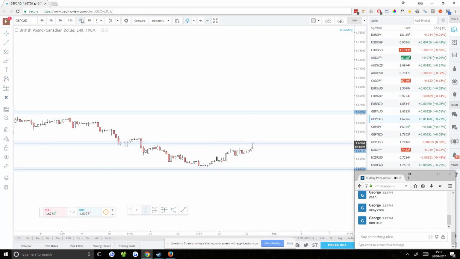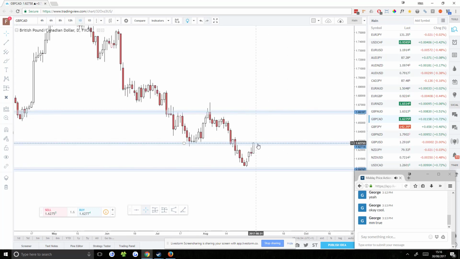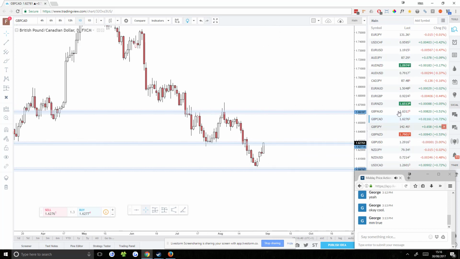This one, I wouldn't really call it a potential setup because we haven't got indecision forming yet, but it's on a strong area of resistance. And if indecision forms, we could potentially take a short there. So let's keep a close eye on that.